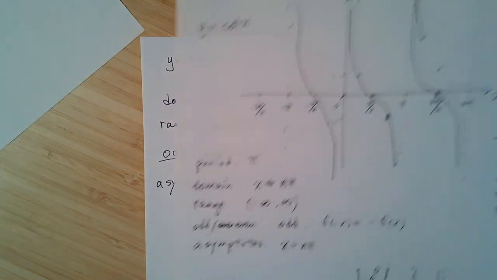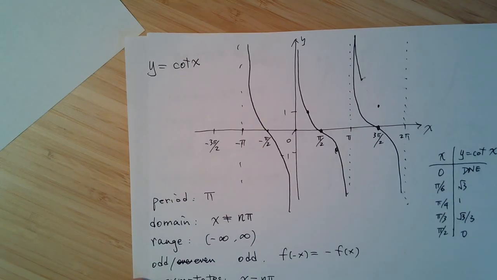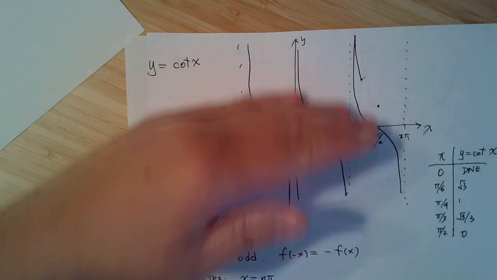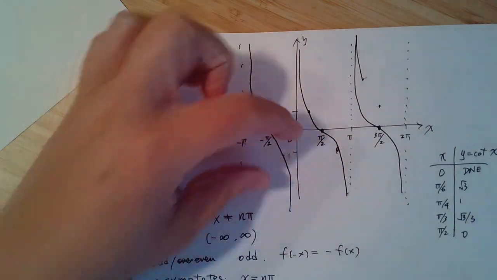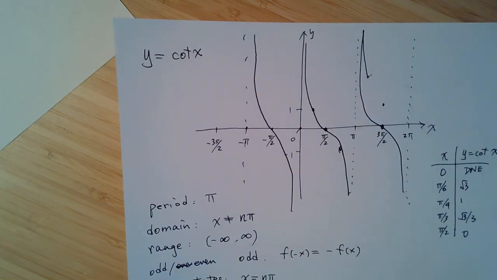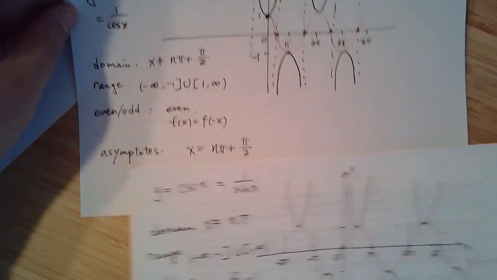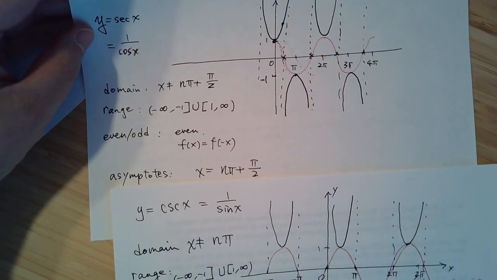And the cotangent graph looks like this. It's a decreasing function. The period is also pi. And the domain is all real numbers except a multiple of pi. Range is from negative infinity all the way to positive infinity. Again, this is an odd function, and there are asymptotes. Secant and cosecant: here the top is the secant, the bottom is cosecant.